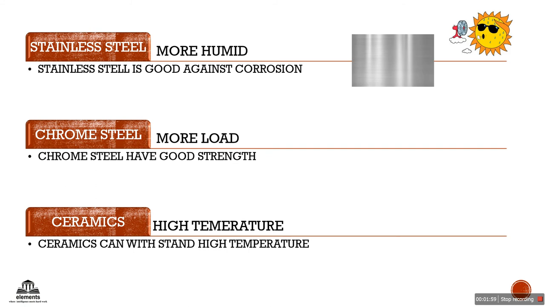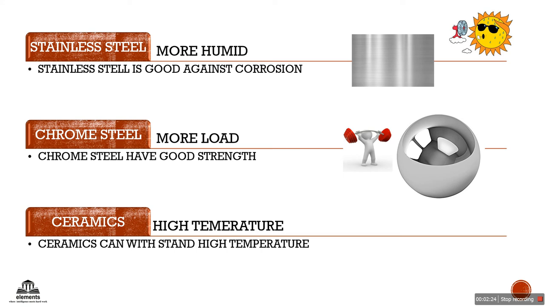Stainless steel is used when the environment is quite humid, as stainless steel is good against corrosion. Hence, it is used in humid climates or in the ocean or seas. Secondly, chrome steel is used when the shaft itself is very heavy or carries a heavy load. Ceramics are used when the ball bearings operate at high temperatures, as ceramics can withstand very high temperatures.